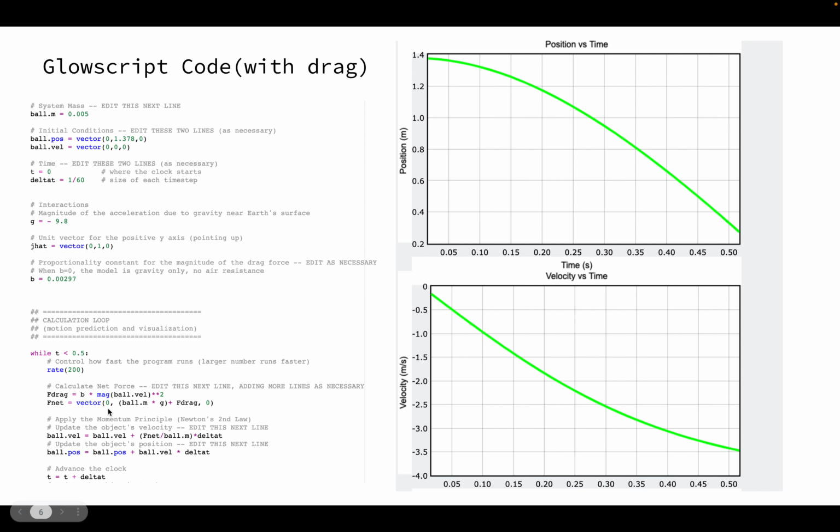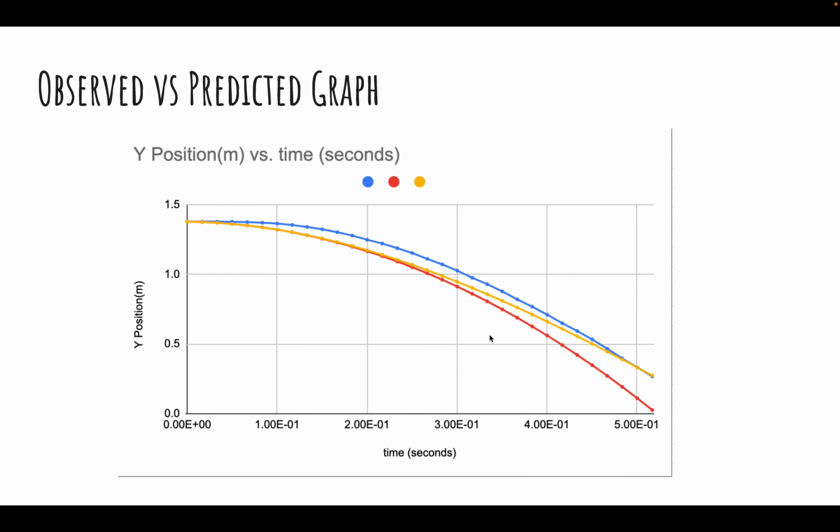Then here we have the F net calculated out, and then once again we have the velocity and position update formulas. Here's the graph of position versus time and the velocity versus time. As you can see, because there's a drag, the acceleration is changing, and thus the velocity is not linear. So here's my observed versus predicted graph.